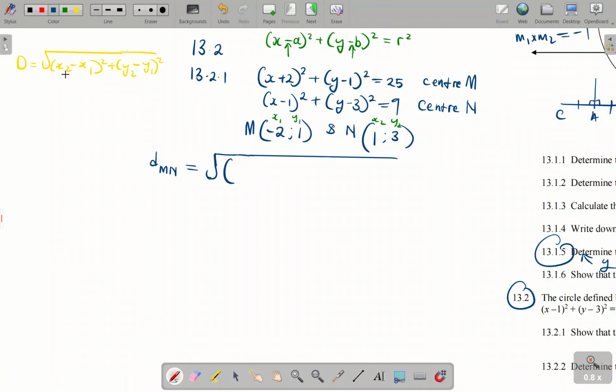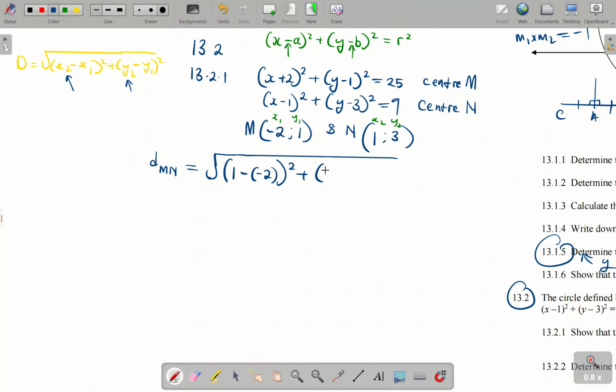So it is x2, where's x2? That's -2. Minus, where's x1? Your x1 is what? Look again, look what's happening there. X2 is x2. This is what? X2, that's 1. X1, that's -2. So you put brackets since you have a negative sign there, and then square, plus your y2. Make sure you read them correctly, guys. It's easy to make mistakes.